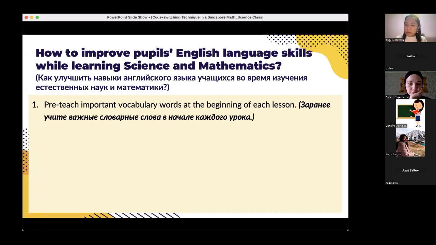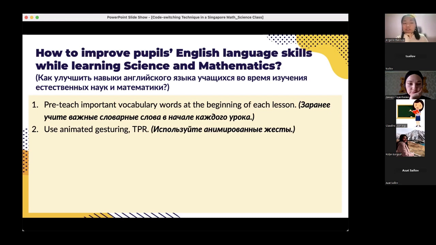Okay, so number one, which is very important, teachers, we have to pre-teach important vocabulary words at the beginning of each lesson. So this is where the translation can come in. So I always tell my students that yes, it's okay to translate sometimes, but only with important vocabulary. You don't let them translate sentences because that's not the point. So why not translate some important words that you will use during your lesson? And you do it at the beginning of the lesson. So you won't have a hard time telling the translation again and again and again while you are in the middle of your lesson.